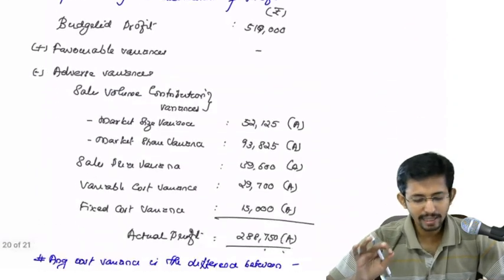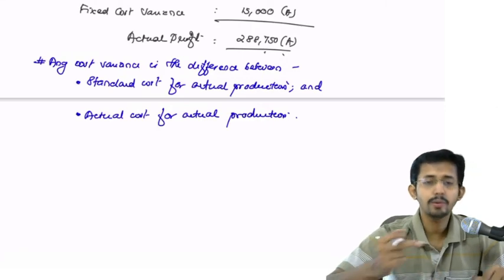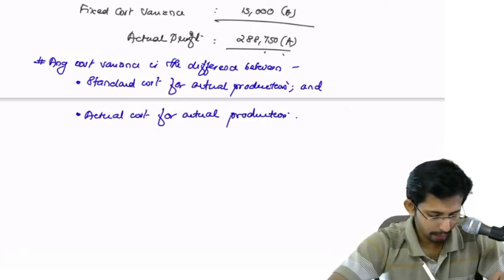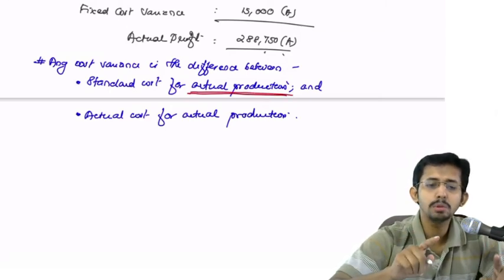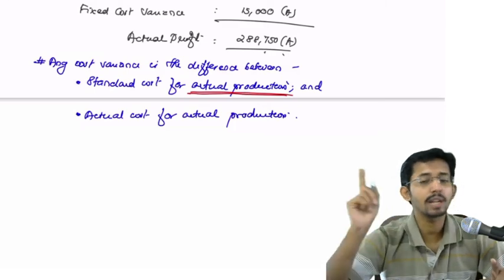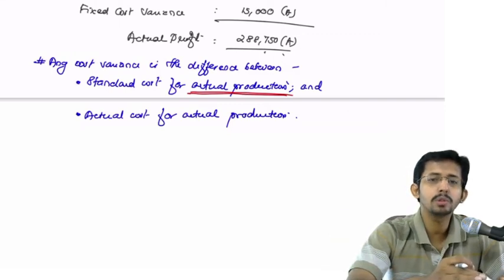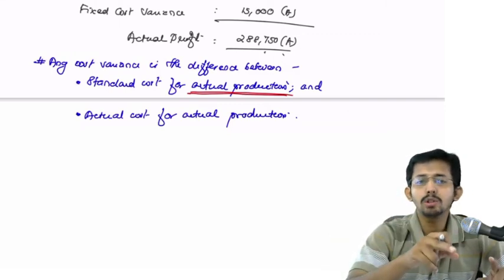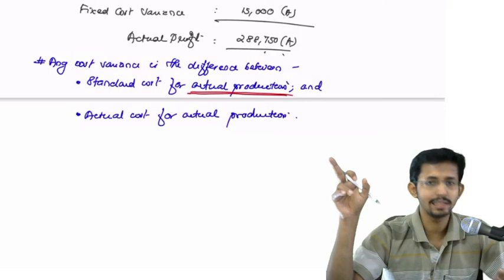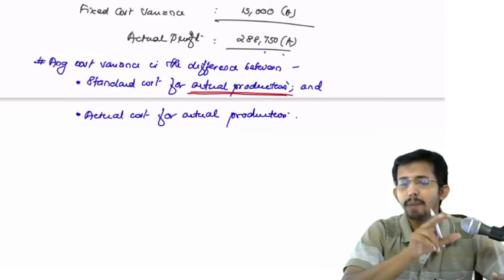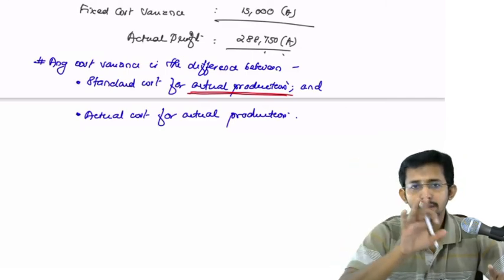So any cost variance is the difference between standard cost for actual production and actual cost for actual production. Here you have to be extremely careful about this actual production part. The standard cost you compute should be for actual production, not for the budgeted production. You may have a budget of 10,000, but you actually produced only 9,000. So the standard cost is for those 9,000 units produced, not for the 10,000 units you budgeted, because any difference between the budgeted quantity and actual quantity will be taken in the revenue variance, not here. Is it clear? Okay, fine.